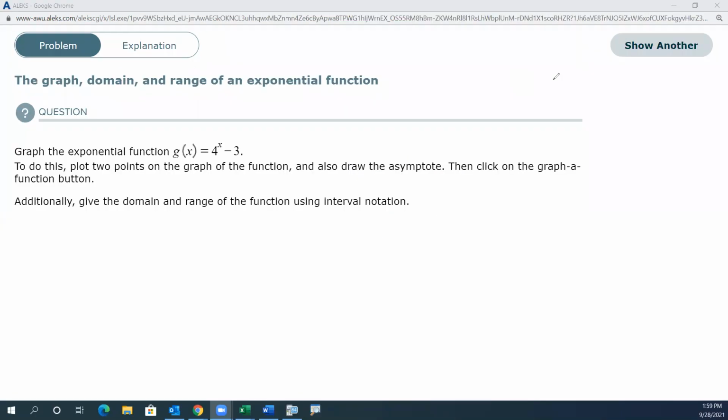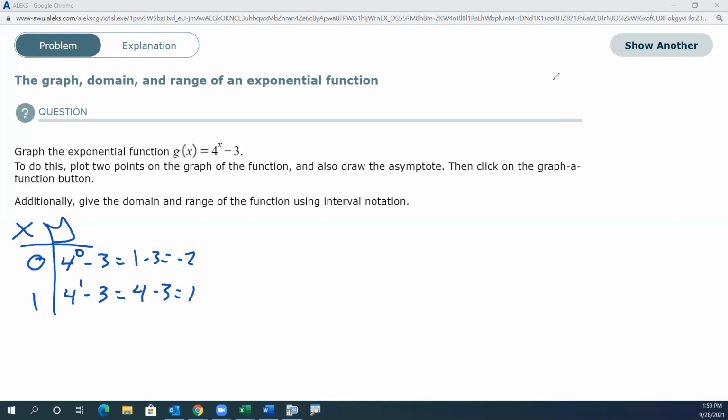All right, so graph the function. It doesn't ask for 5 points, but it asks for 2 points. Okay, well, that's cool. Well, let's see what we can do here. I like using x equals 0 because that tends to be easier. So when x is 0, y is -2. Wonderful. How about when x is 1? When x is 1, y is 1. Neato burrito.